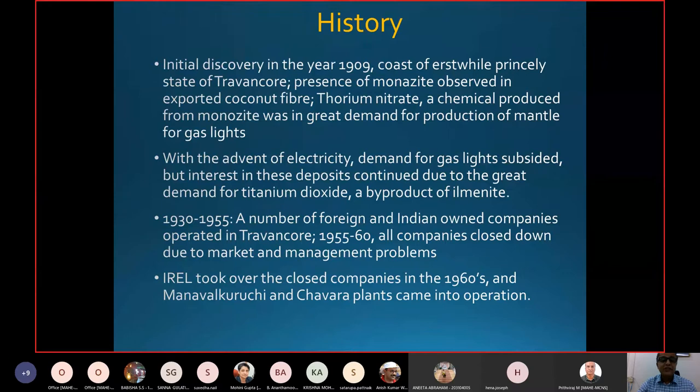I think at that time even electricity was not there. I think they used to use gas lights. They used thorium nitrate, the extra material from the monazite. So that's how these minerals became industrially useful. With the advent of electricity, the demand for gas lights diminished.